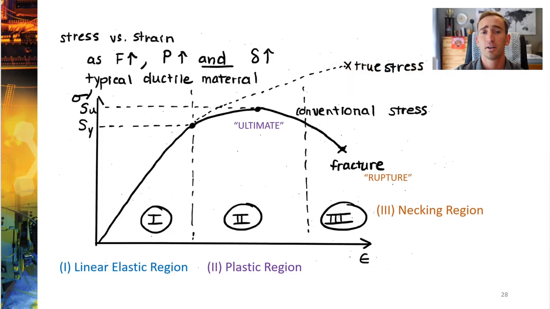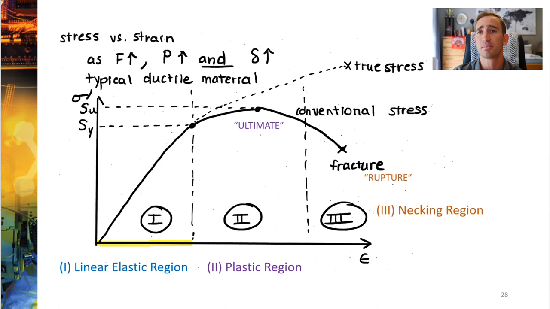So if we look at this graph here, it sometimes can be a little tricky, but this is really kind of the life of a material over its stress strain curve. And let me explain a little bit more about what this means. The most important region is this region over here, region 1. We refer to this as the linear elastic region.